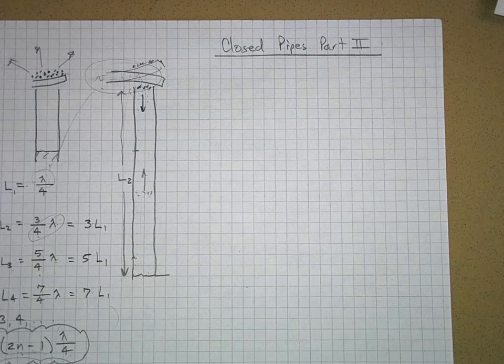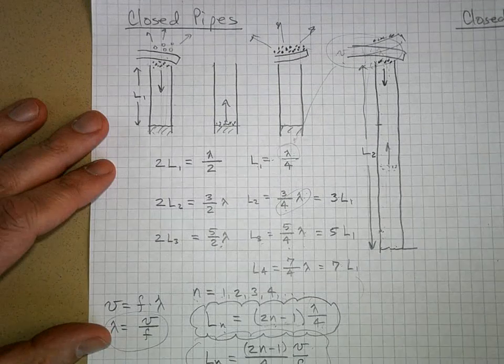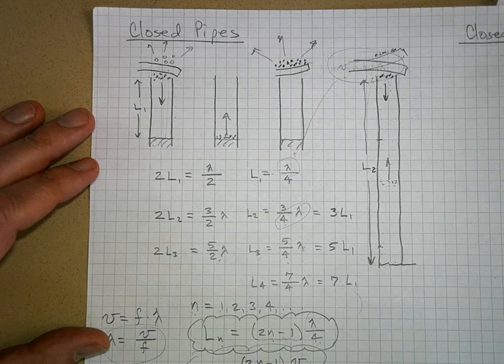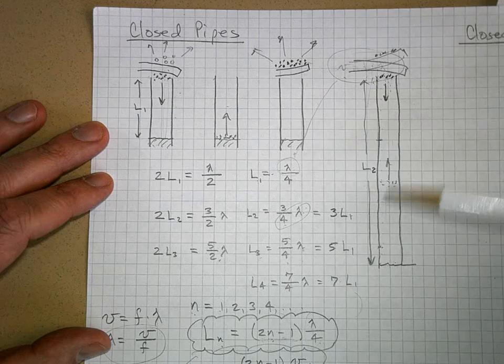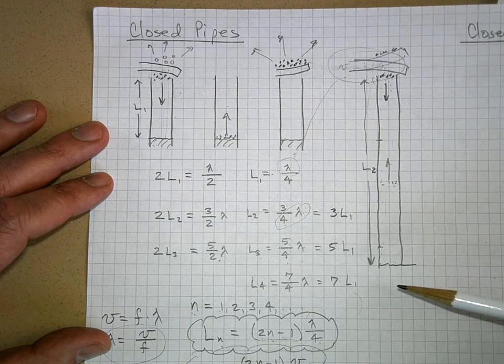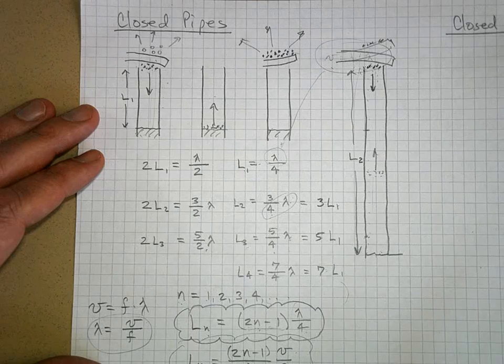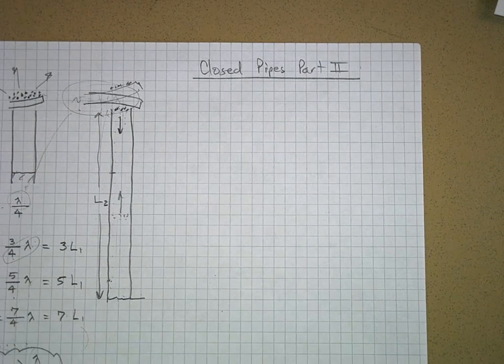Okay, so now we're going to do closed pipes part 2. And in this situation, it's going to be a little different. What we did before was we had a single frequency of sound and a single wavelength of sound. And we were seeing what different lengths of pipe will resonate with that specific frequency. Well, now what we're going to do is just the opposite.